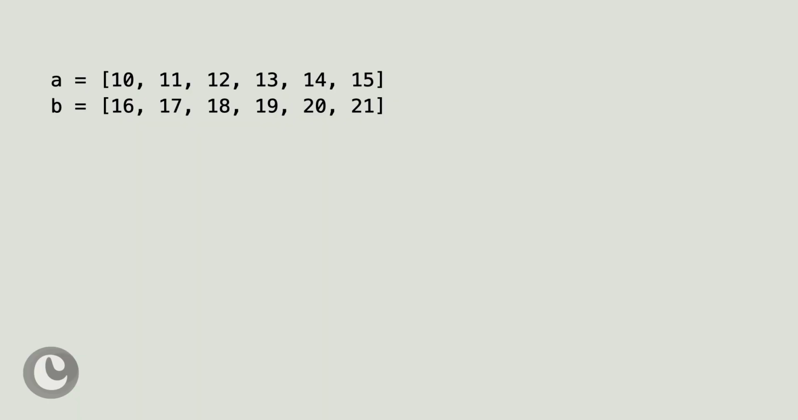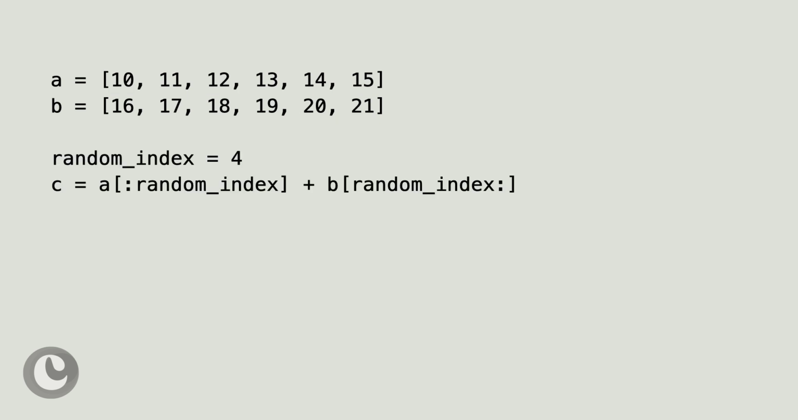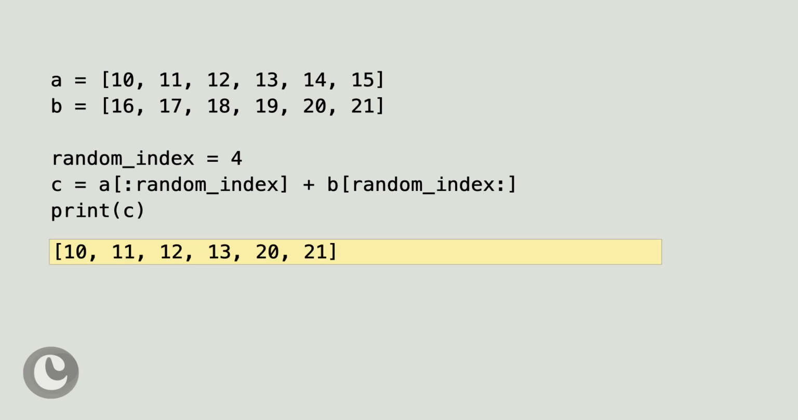Here are two lists and I want to split them at a random point and take the first part of list A and the second part of list B. I choose a point to split and create a new list by concatenating slices of the old lists. I print the result and that works.